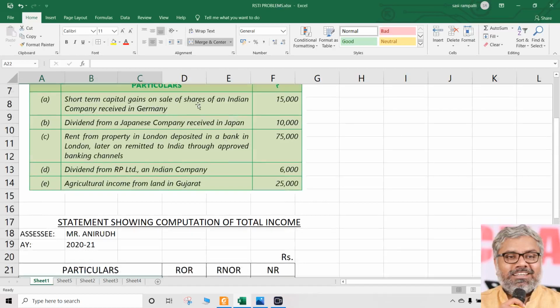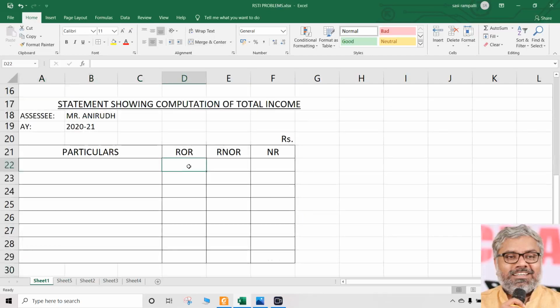When the asset is situated in India, any capital gain or profit arising from the sale of an asset situated in India is deemed to accrue or arise in India. Hence that is taxable for everybody. So 15,000 is going to be taxable for all the three people. That's it. That is the first point.